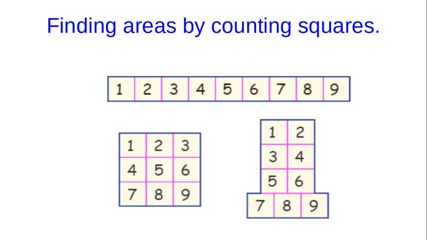Finding areas by counting squares. So if you take a look at these three shapes here, the first top shape is a rectangle. Just by counting how many squares are in the rectangle, you can determine the area. So there are 1, 2, 3, 4, 5, 6, 7, 8, 9. 9 squares. That means the area of this rectangle is 9 centimeters squared.